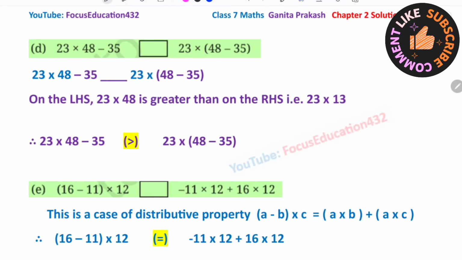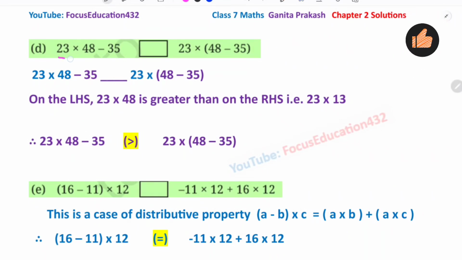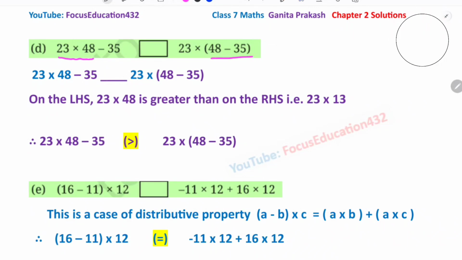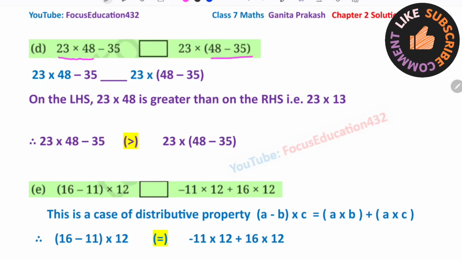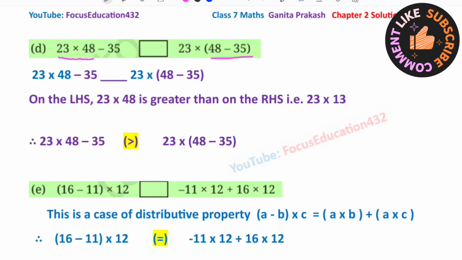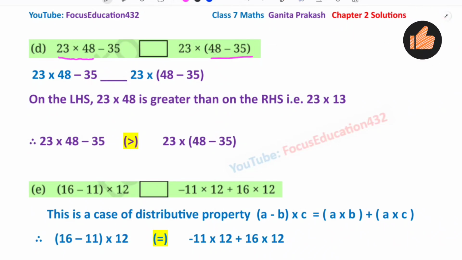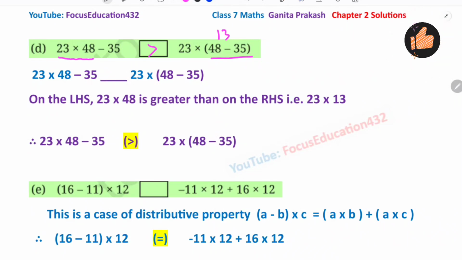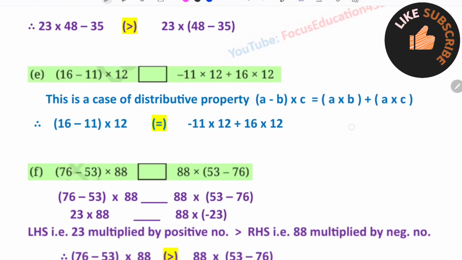Reasoning you have to do. 23 multiplied by 48. First multiplication is done. Here bracket, first subtraction is done. Right. So 23 multiplied by 48 is a very big number compared to 23 multiplied by 13. 48 minus 35 is how much? 13 only, no? So this is definitely a bigger number.